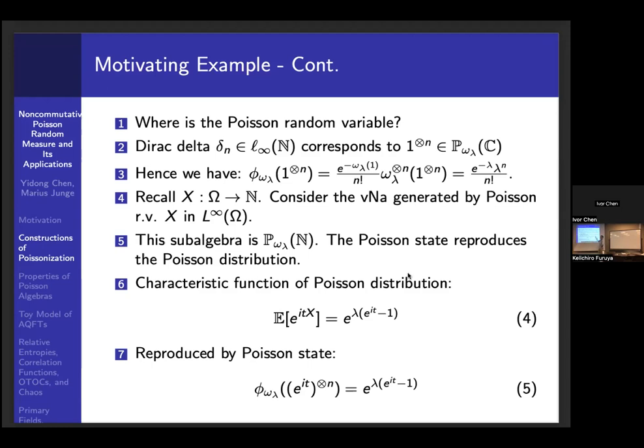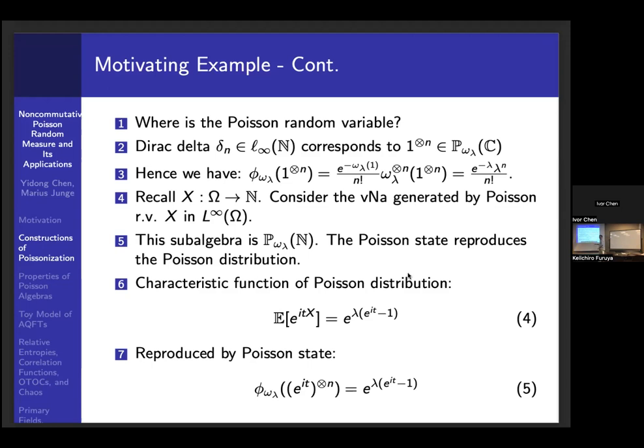I mean, it's just plugging omega lambda tensor n acting on 1 tensor n. It's lambda to the power n. Well, what's that? That's the probability of a Poisson random variable taking value at n. Okay. Well, let's see another side of the story.